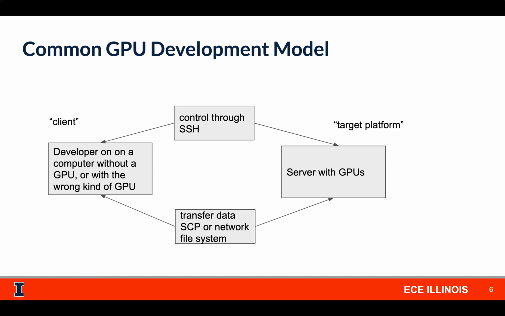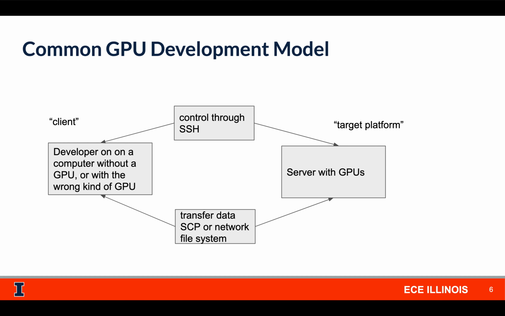So the profiling model that we're trying to support here is one where you, the listener, are what we might call a client. You're developing on a computer without a GPU, or it has the wrong kind of GPU. You control some sort of target platform which has the right kind of GPUs, the right number of GPUs, maybe through SSH or something along these lines. And then if you need to transfer data between these two systems, maybe you have some kind of network file system or file share, or you use SCP or something like that to move data between the two. So this is a very common GPU development model in the real world.